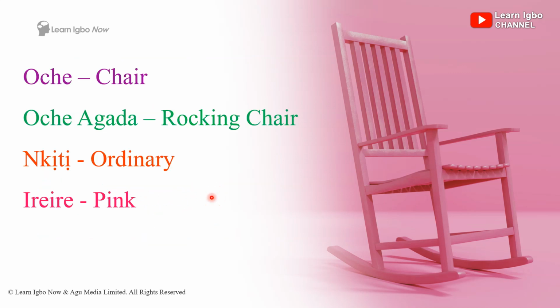And so the 4 key words we've learned from this story are Oche, chair. Oche agada, rocking chair. Nkiti, ordinary. Ire, pink.